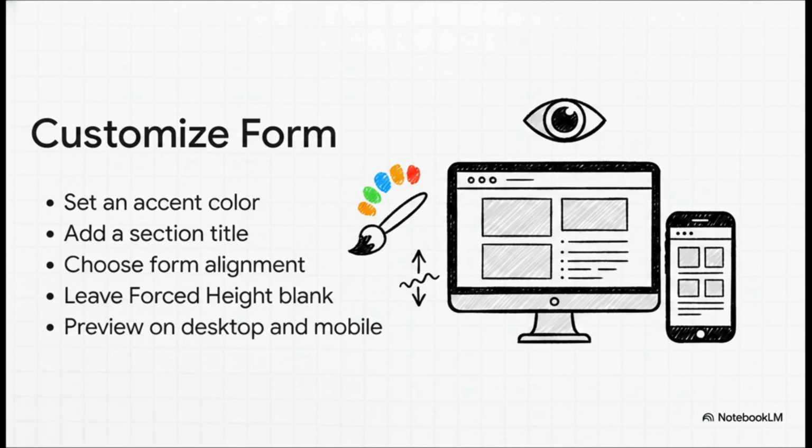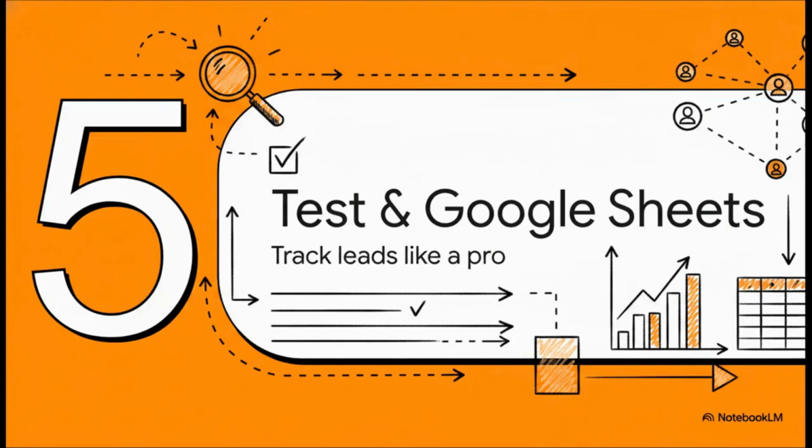But listen closely, here is the absolutely crucial point. Make sure you leave the forced height field blank. Leaving it blank tells GoDaddy to use auto height, which ensures your form perfectly adjusts its size, whether your client is viewing it on a giant desktop screen or a tiny mobile phone. And as a best practice, always use the preview button to check how it looks on both devices before you finally hit publish. Section 5, testing and Google Sheets, tracking your leads like a pro.